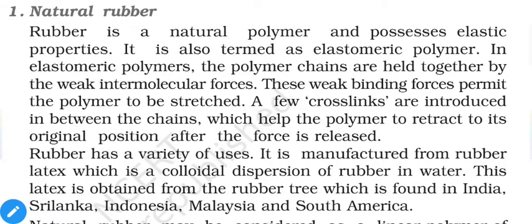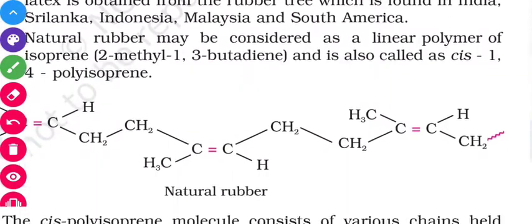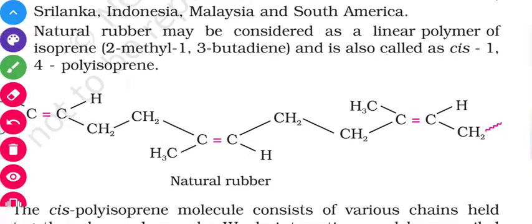Actually, rubber is a type of liquid substance when it occurs in nature. It is obtained from rubber trees, and these trees are found in India, Sri Lanka, Indonesia, Malaysia and South American regions. When we observe rubber at the microscopic level, it is a polymer of isoprene, that means 2-methyl-1,3-butadiene, as we can see here. So we have the isoprene molecule here.